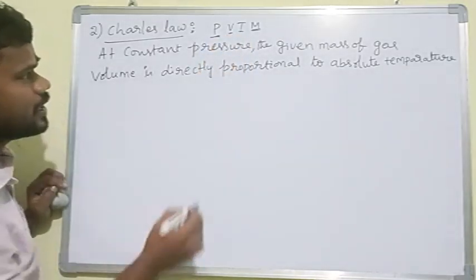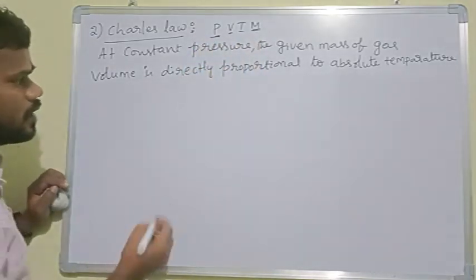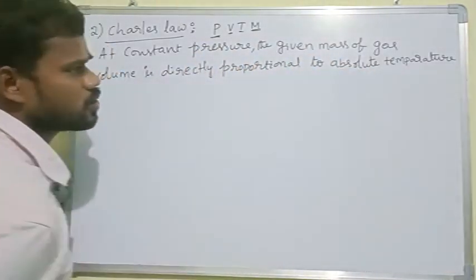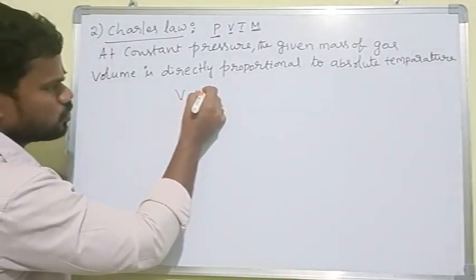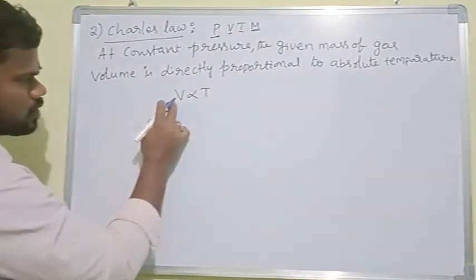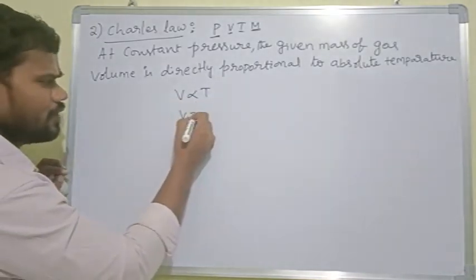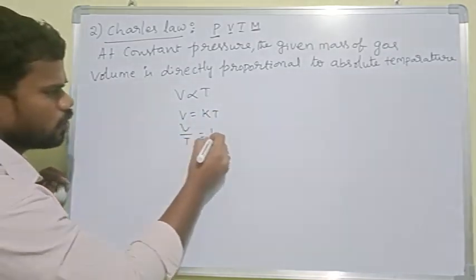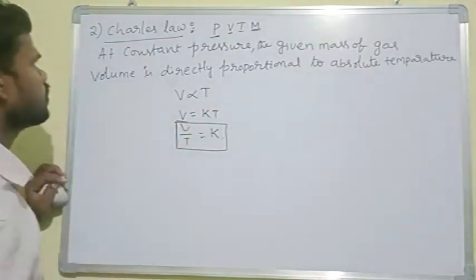So what are the constants here? Pressure and the given mass of gas are kept constant, right? So at constant pressure, the volume of the given mass of gas is directly proportional to its absolute temperature. So V is directly proportional to T. If any proportionality is there, we get a constant, so V equals K into T. So V by T equals constant. This is Charles law.